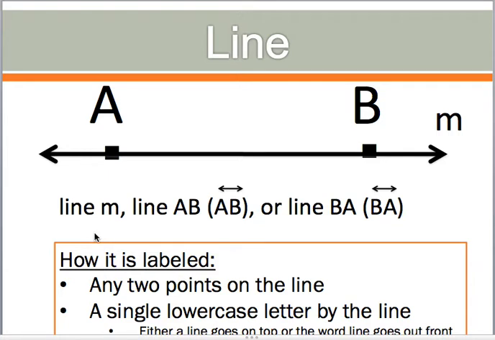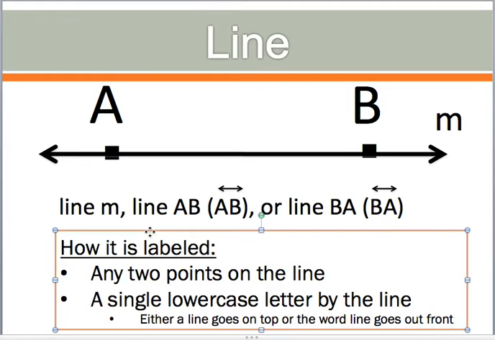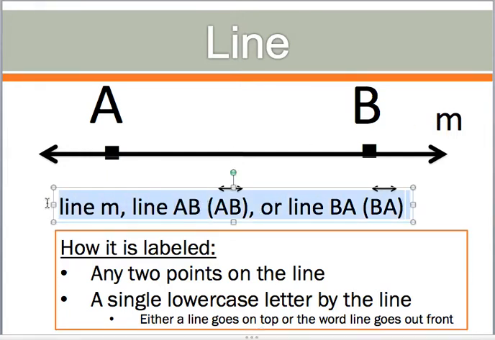Okay, so how can we label it? We can label it in two different ways. Either we can label it by any 2 points on the line, and what we want to do is take those 2 points on the line with their capital letters, and draw a double arrow overhead. So this line could either be line AB or line BA. Another way we could label this line is just by any lowercase letter. So right here we have a lowercase m. This line can be labeled line m. So these are your 3 ways that you could label this line.